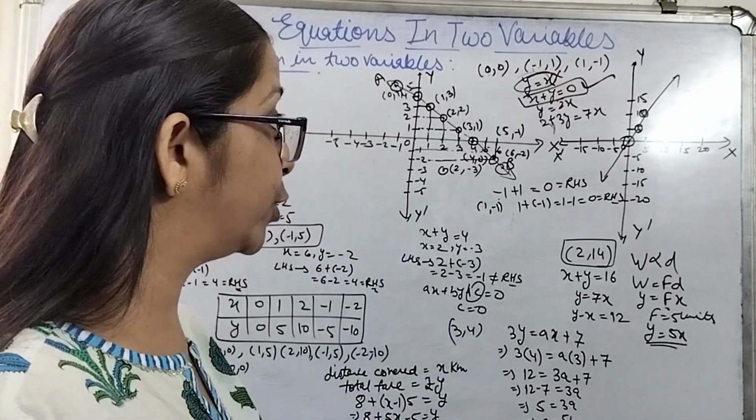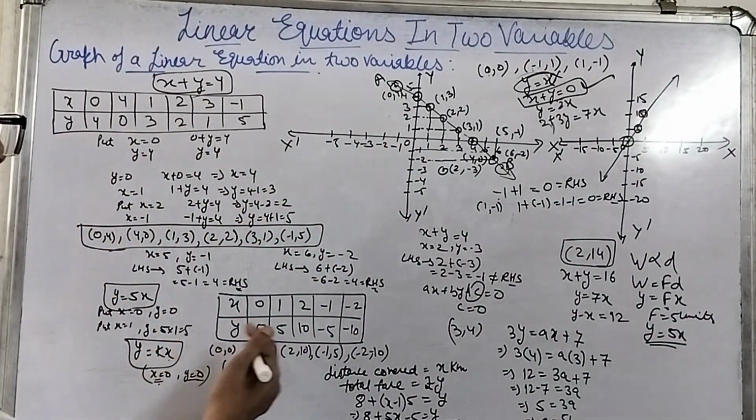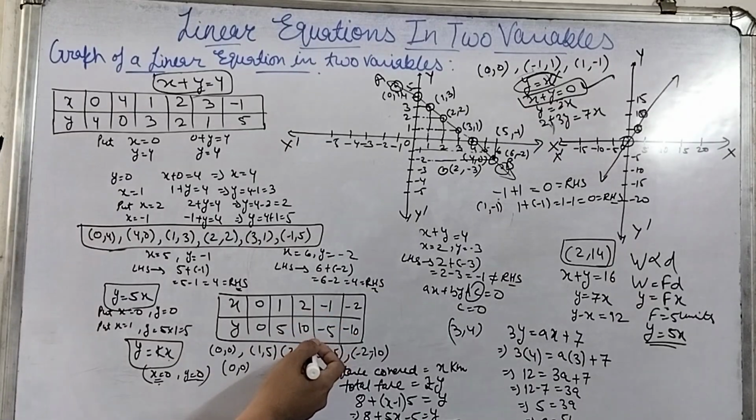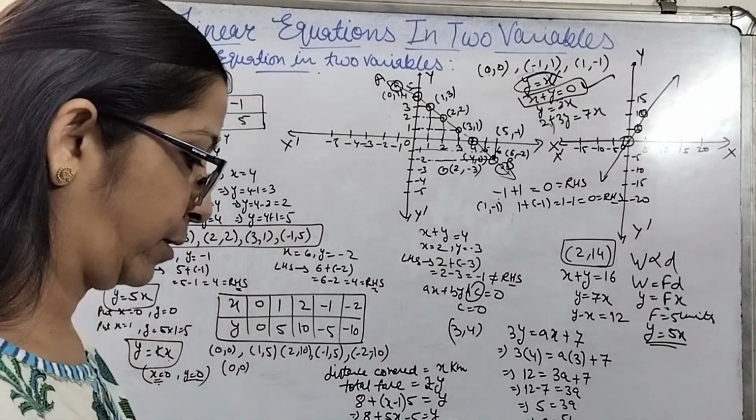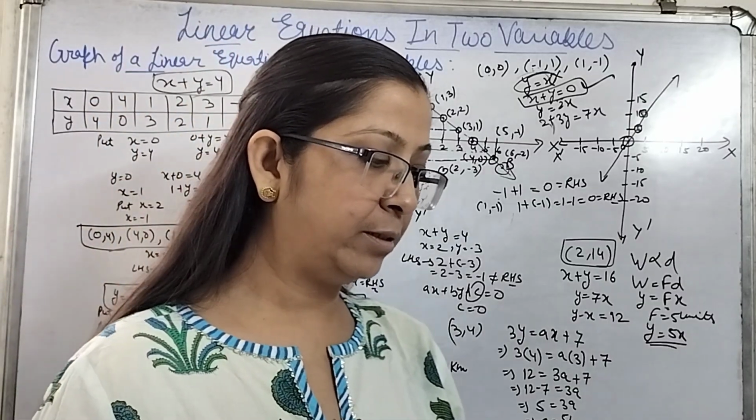Then you have to check it for 2 units. We have solved it even for 2 units. If the value of x is 2, the value of y will be your 10. Like this it could be done.